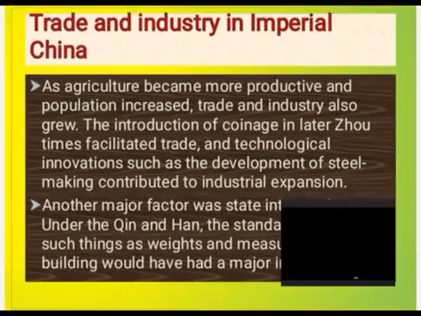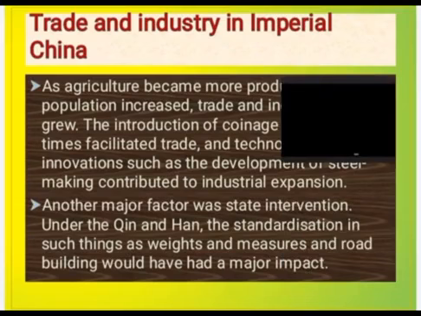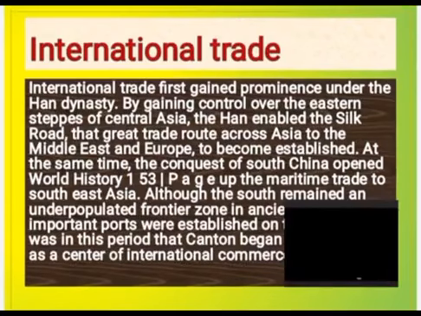Next, trade and industry in Imperial China. As agriculture became more productive and population increased, trade and industry also grew. The introduction of coinage in later Zhou times facilitated trade, and technological innovations such as the development of steel making contributed to industrial expansion. Another major factor was state intervention. Under the Qin and Han, the standardization of such things as weights and measures and road building would have had a major impact. International trade first gained prominence under the Han Dynasty.